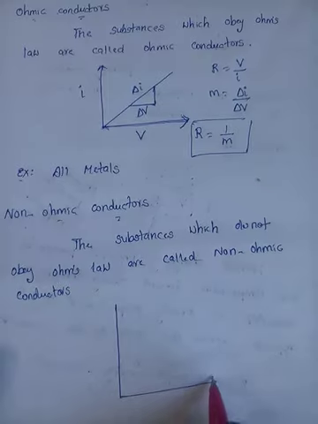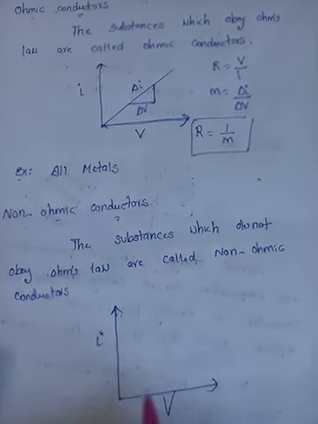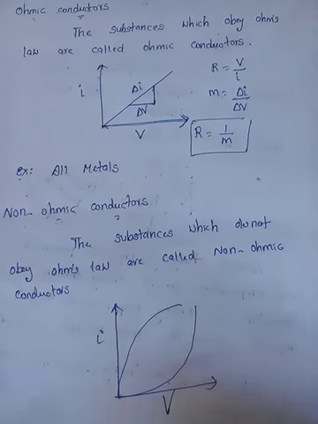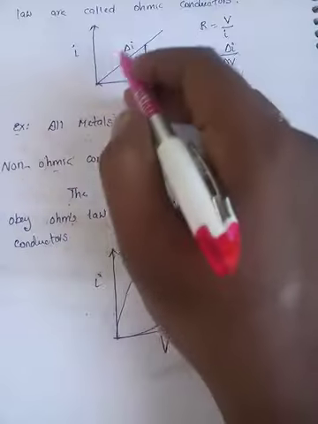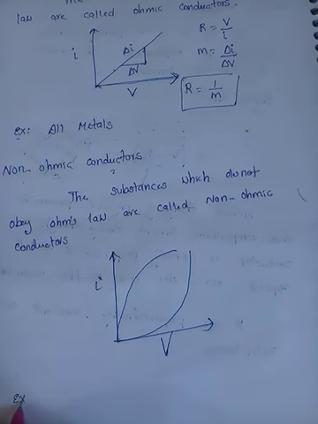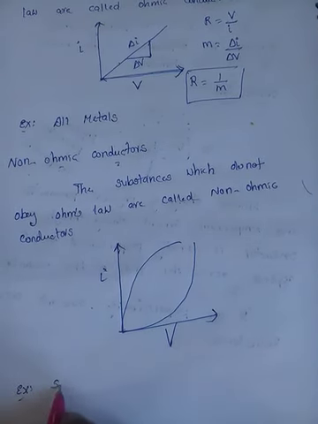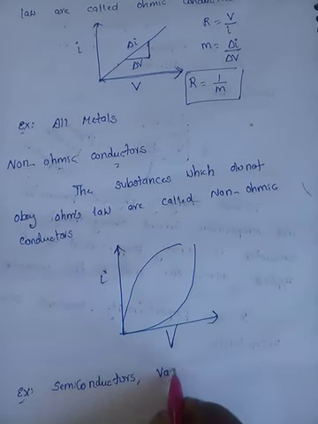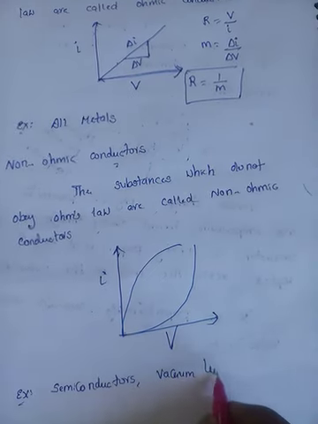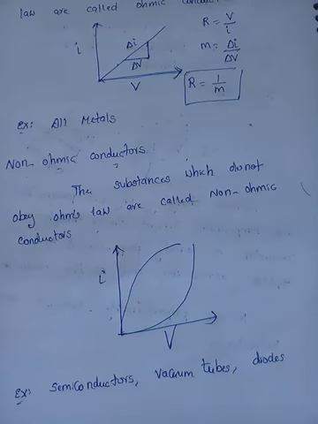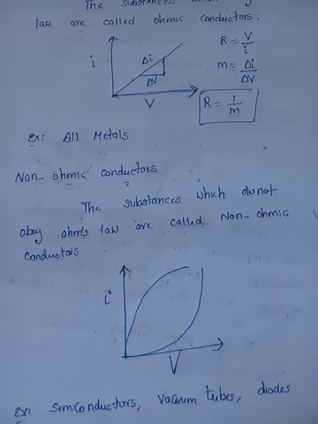For non-ohmic conductors, the graph is not linear. It may be of any shape, for example like this or like this. It depends upon the nature of the material. If the graph is not linear, then those are called non-ohmic conductors. Examples: semiconductors, vacuum tubes, diodes. All these do not obey; they allow current, but not in the way we said, that I is directly proportional to V. So this is about non-ohmic conductors.